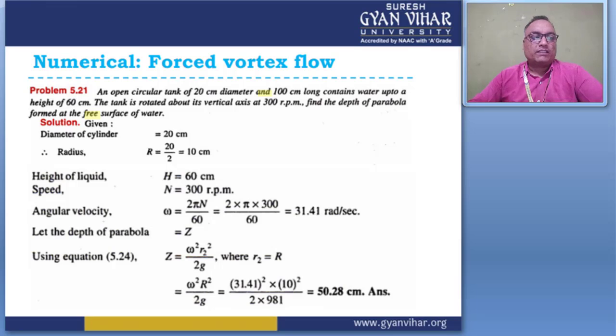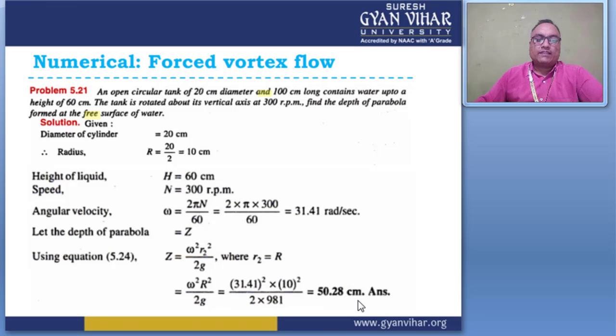Let the depth of the parabola be z. By using the previous formulas, z equals omega square r square divided by 2g, where r is the radius, 10. Put the values of all quantities, and we get the answer: 50.28 centimeter for this case. So this is the answer of this question.